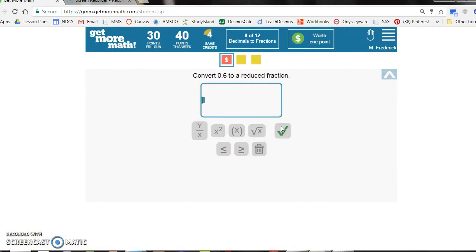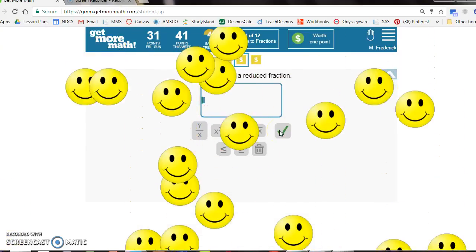Convert 0.6 to a reduced fraction. Again, this is 6/10 because it is in our first place past the decimal. 6 and 10 are both even, so we can divide them both by 2. 10 divided by 2 is 5. 6 divided by 2 is 3. So our reduced fraction is 3/5.